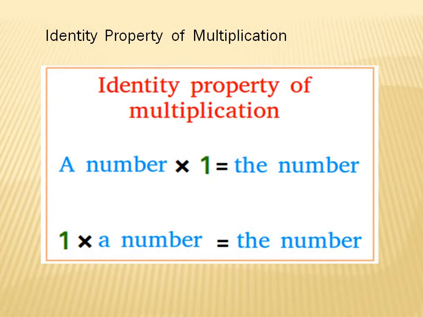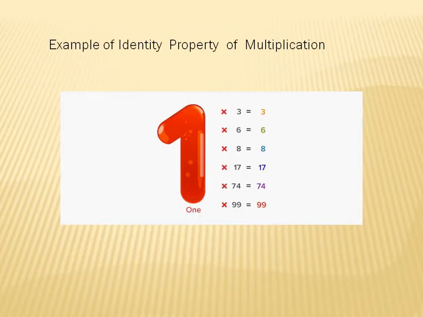Move to the next property, the third one, identity property of multiplication. Identity property of multiplication: if a number is multiplied by 1, the final product will be the number itself. Let's see the example of identity property of multiplication.